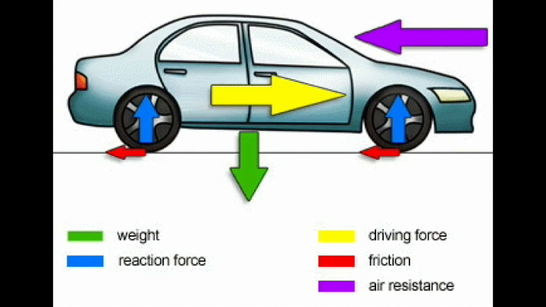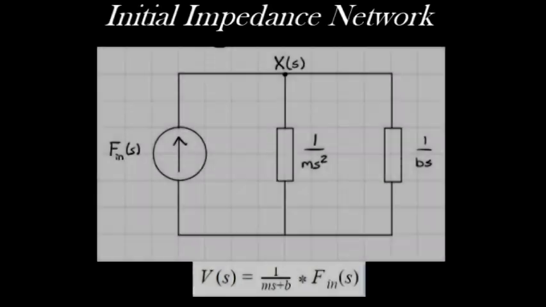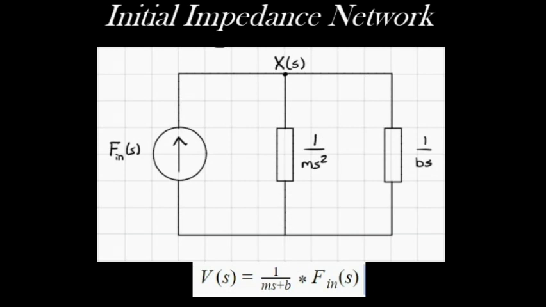These forces can be used to relate the position of the car with time that will then give us the velocity output. From these relations, an impedance network was developed which ultimately led us to our general form of the transfer function G(s) equals 1 over the quantity of ms plus b.